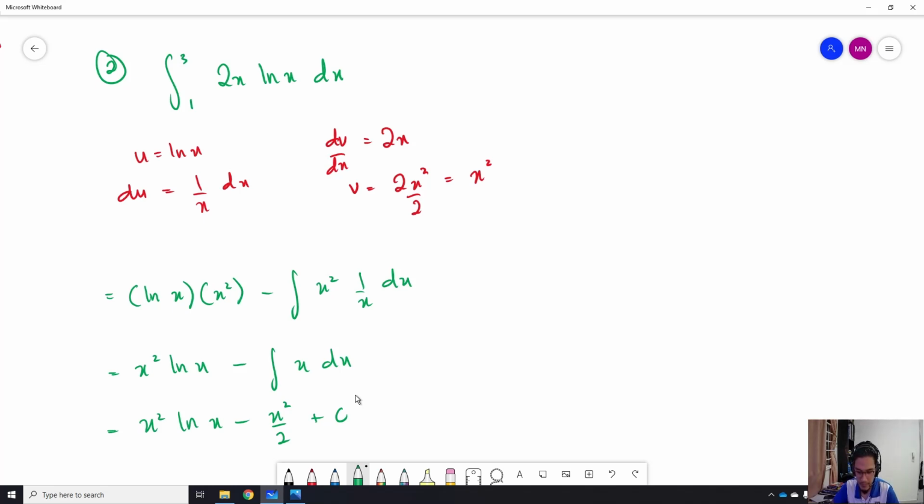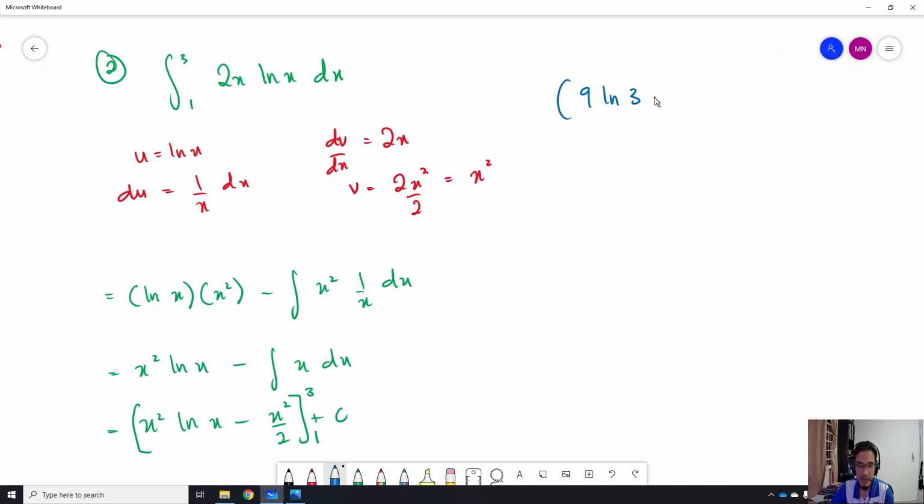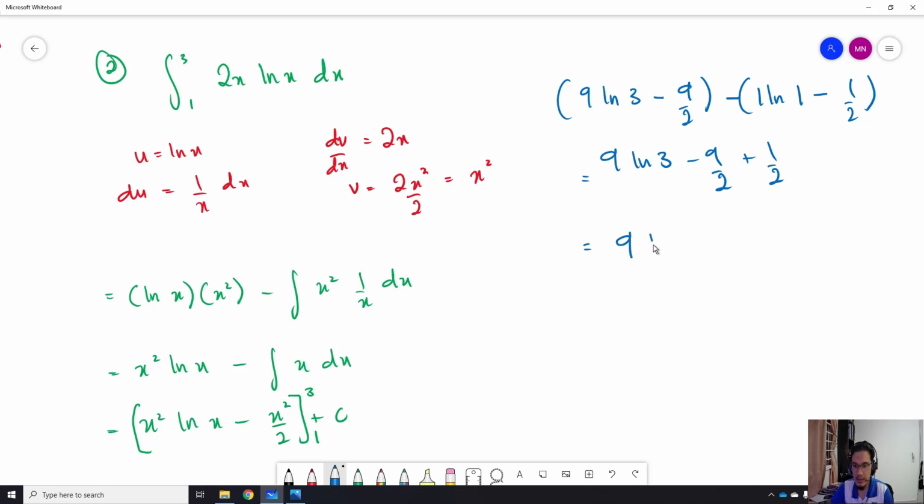Okay, so now we have reached this point. What we need to do is substitute 3, 1. Then we have 9 ln 3 minus 9 over 2 minus 1 ln 1 minus 1 over 2. Since ln 1 is equal to 0, we have 9 ln 3 minus 9 over 2 plus 1 over 2. So that is equal to 9 ln 3 minus 4, or we can also write it as 5.89 unit square, because it is an area.